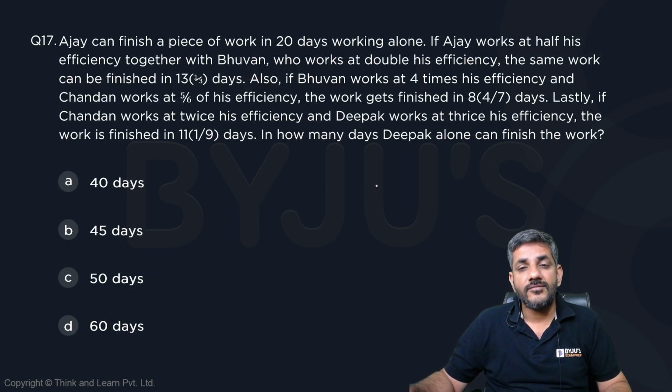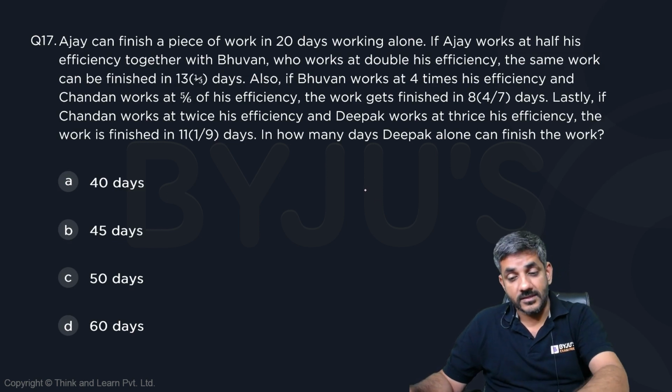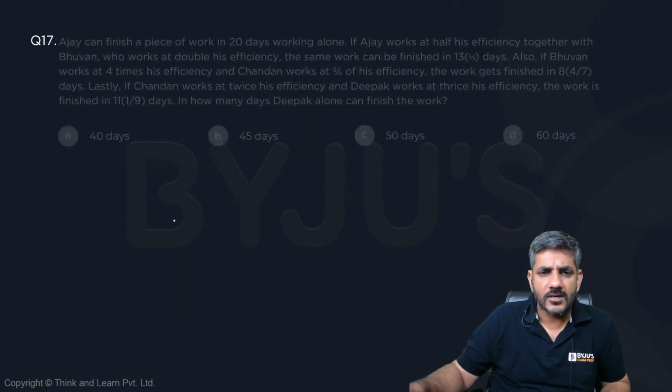Also, if Bhuvan works at 4 times his efficiency and Chandan works at 5 by 6 of his efficiency, the work gets finished in these days. Lastly, if Chandan works at twice his efficiency, Deepak works at thrice his efficiency, the work is finished in these days. In how many days Deepak alone can finish the work? Lengthy question. Let's start with it.